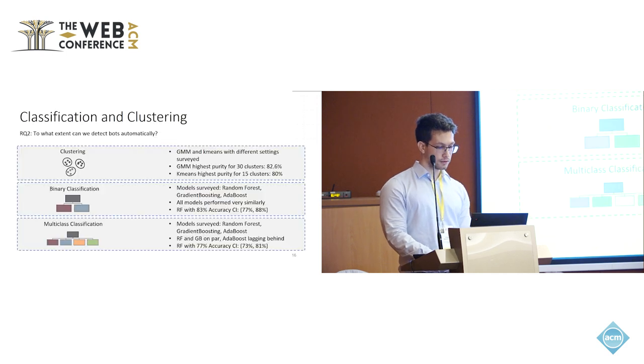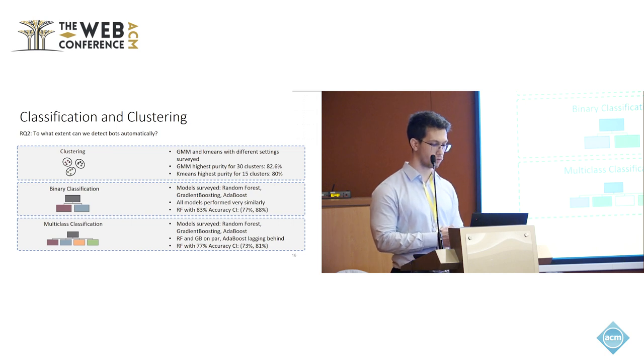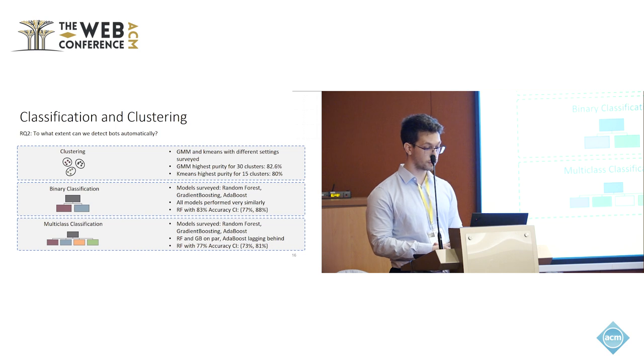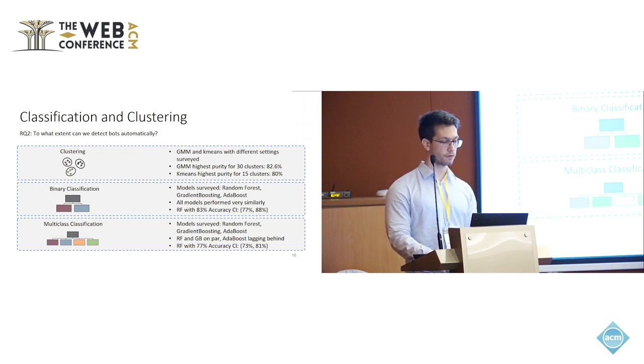So for the results and the evaluation, to answer research question two, for clustering, we have different settings of the number of clusters, which we need to define beforehand. For 30 clusters, we find that a Gaussian mixture model can get up to 82.6% purity. The purity is for all of the clusters, you take from the test set that we have, the labels bot and human, and a purity of 90% would mean for one cluster that it's either 90% humans or 90% bots.